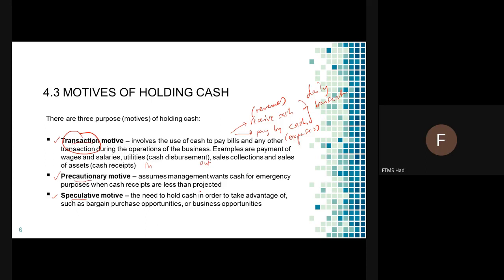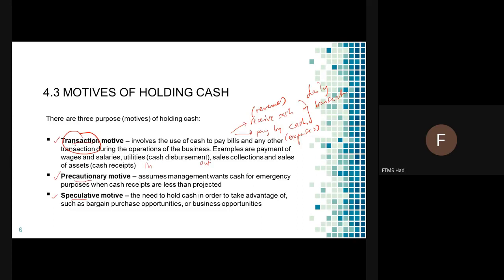When we talk about the personal transaction motive, if you go shopping, buying groceries or whatever inside the supermarket, we call it a transaction motive because it's a normal thing that you pay every day. If you go for entertainment, say you go somewhere and pay for tickets, that is a transaction motive as well, because you spend money for your own use.